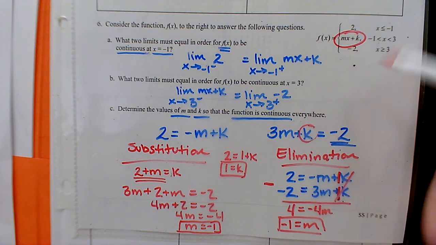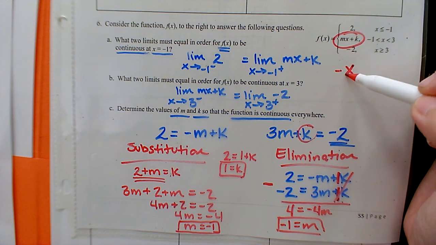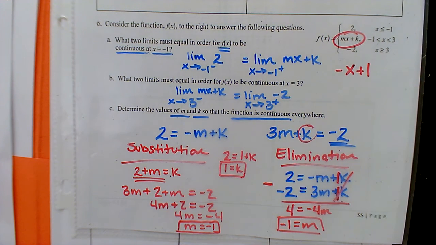So this equation in here would have to be negative x plus 1, the m and the k, in order for every single piece to end and meet at the same spot. That's what we're checking. No jumps, no holes, no nothing happening.